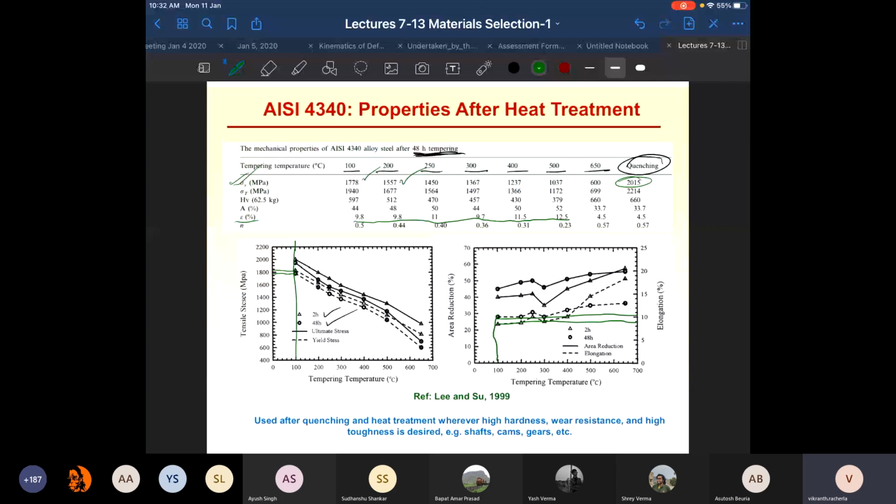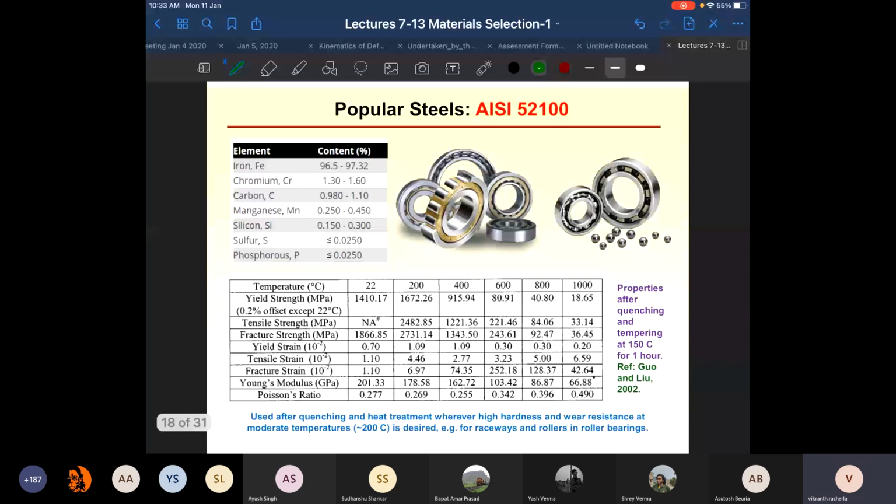Now, another variety of steel which is used whenever you require very high hardness is AISI 52100. There is a lot of lag. Okay, 52100 steel. Now, over here, 52100 steel is a high carbon variety of steel. You can see that the carbon percentage is close to 1% over here. You also have a little bit of chromium in here.